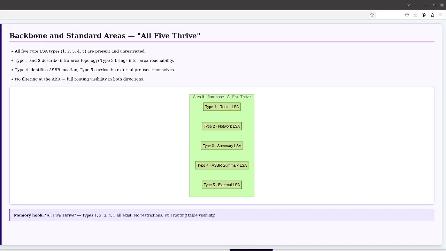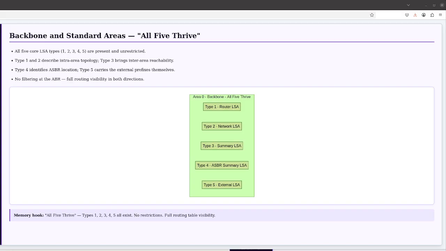Type 2 network LSAs describe multi-access segments with the DR. Type 3 summary LSAs bring in inter-area reachability from other areas through ABRs. Type 4 ASBR summary LSAs identify the location of any ASBR in the OSPF domain. And Type 5 external LSAs carry the actual external prefixes redistributed by that ASBR.